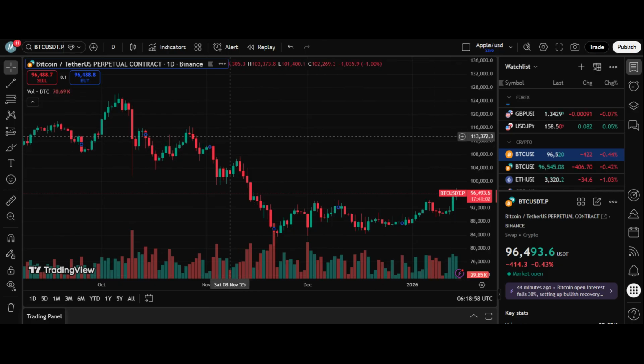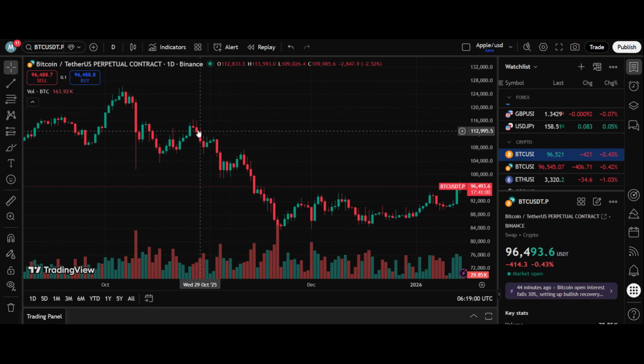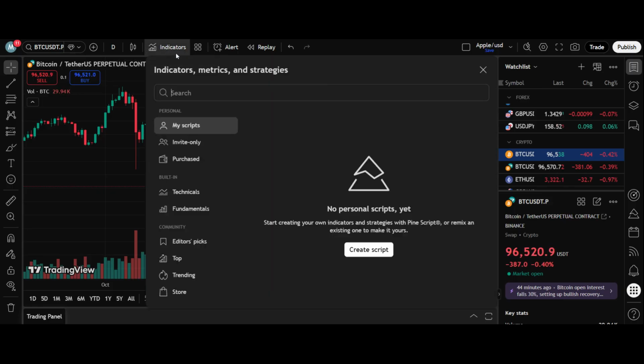Alright, let's get started. First, open TradingView in your browser and make sure you're logged into your account. For this tutorial, I'm using the Binance Perpetual chart, so navigate to any futures or derivatives chart that you want to analyze. The open interest indicator works specifically with derivative markets, so make sure you're not on a regular spot trading chart. Once your chart is loaded, look at the top of the screen and click on Indicators.